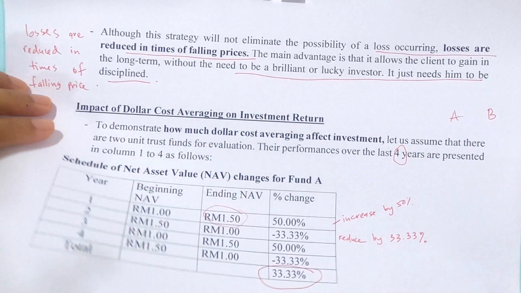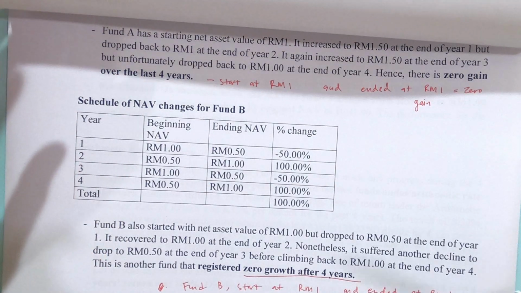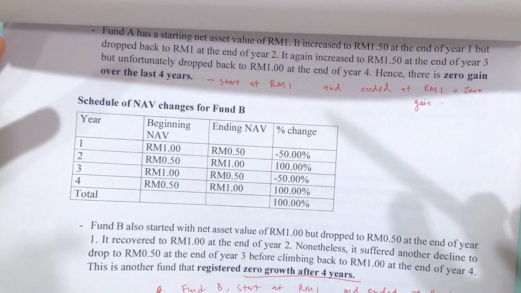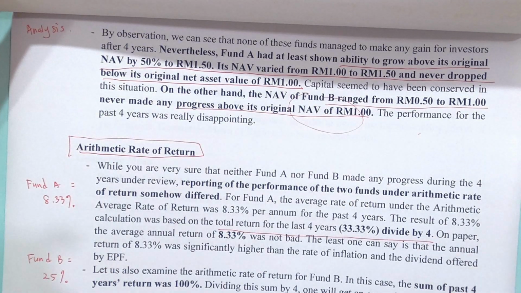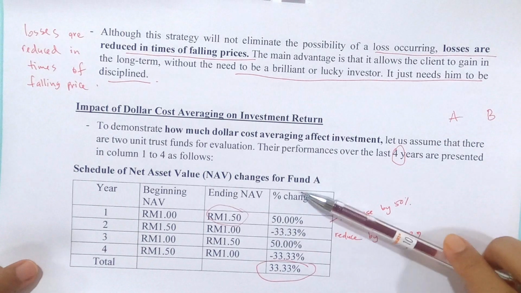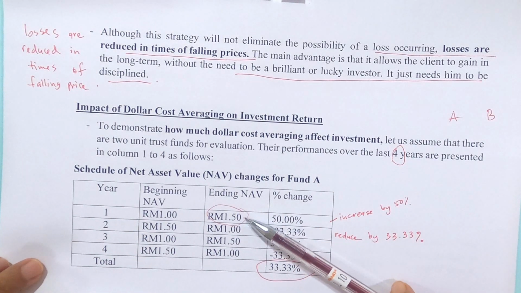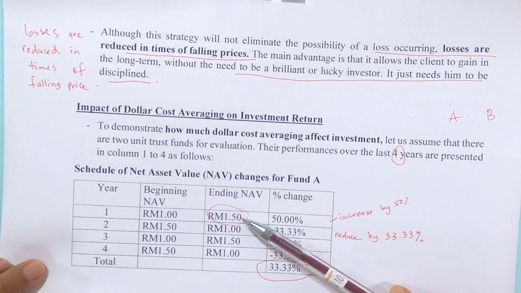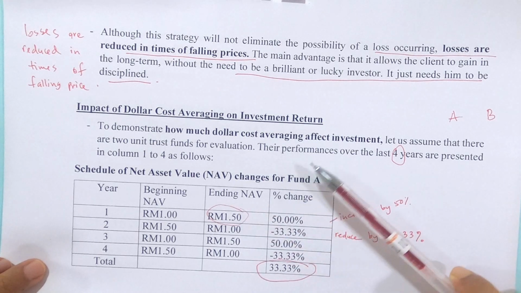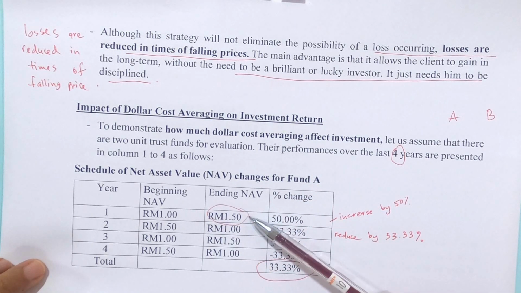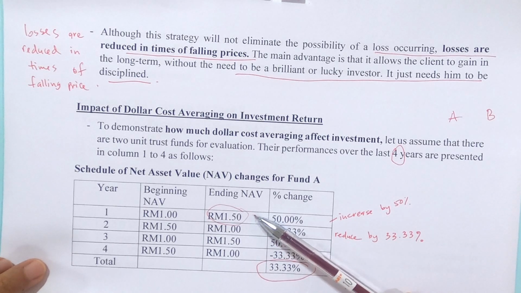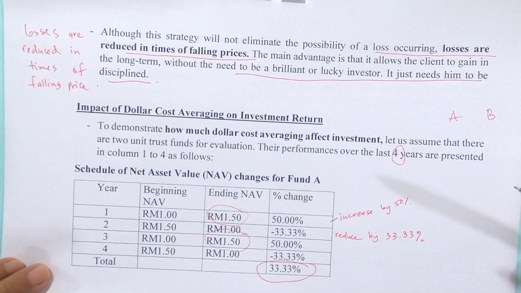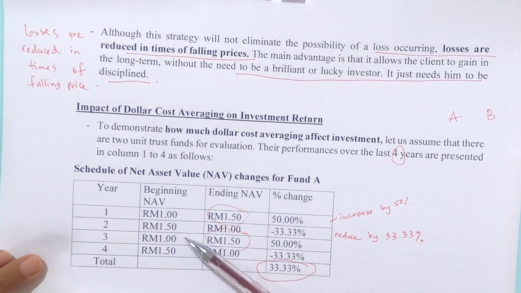Alright, so if we look at just the first year and the final year net asset value, we can simply jump to the conclusion that Fund A and Fund B are basically not profitable for us. But if we make a further analysis of the performance of Fund A, we can see that although the beginning net asset value is 1 ringgit, this fund actually performed better because it increased to 1.50, which means that at a certain point of time, the value of the net asset increased beyond the initial value of 1 ringgit.